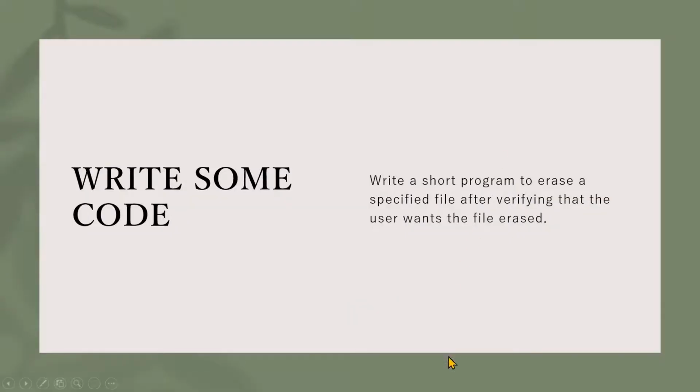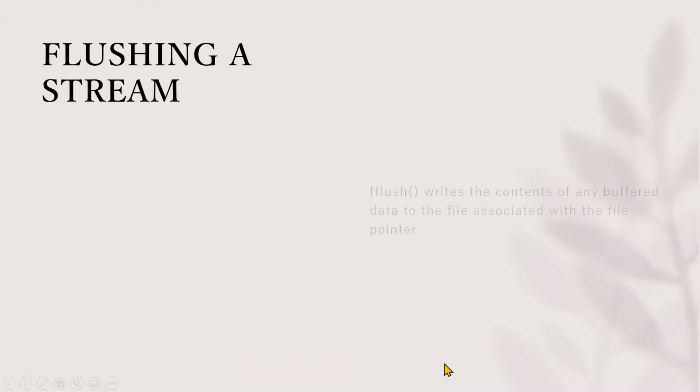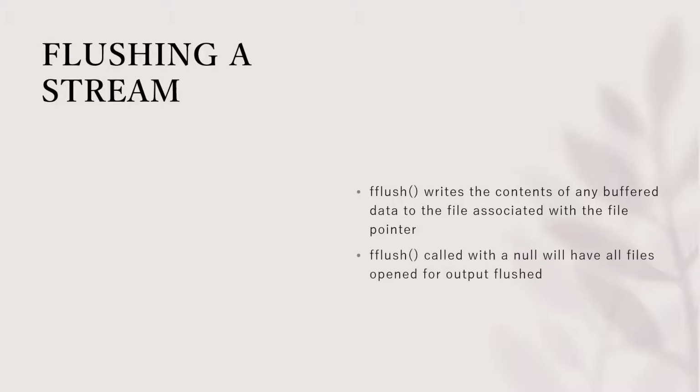Moving on now. Flushing a stream. fflush writes the contents of any buffered data to the file associated with the file pointer. As I said, we've already used fflush with stdin, but it can be used with a file. fflush called with NULL will have all files open for output flushed. Returns 0 if successful, otherwise EOF. Now, the prototype int fflush, taking as parameter the file pointer. We're not going to write any code for that because that's pretty simple.